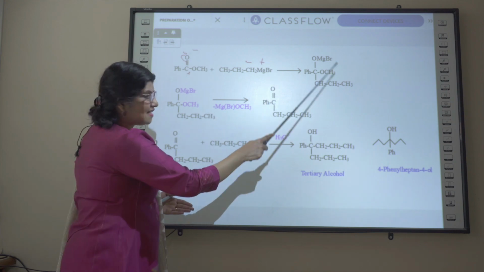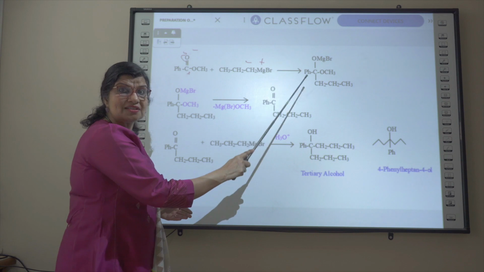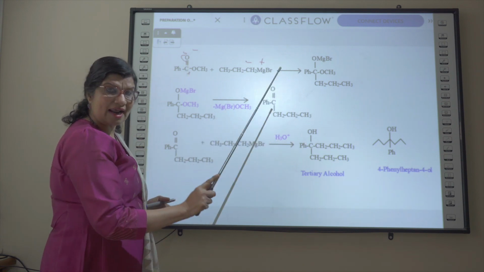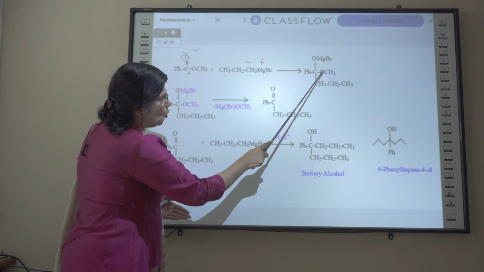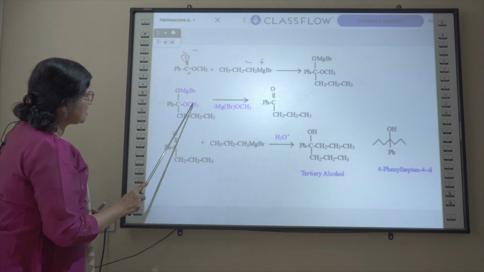So now we have got this adduct. Ester plus Grignard reagent gave you an adduct. Convert this adduct to a ketone. Why? Because you want a tertiary alcohol, right? So how do you get a ketone from this? Remove the MgBr and the OCH3 by these transformations. See, MgBr and OCH3 are lost.